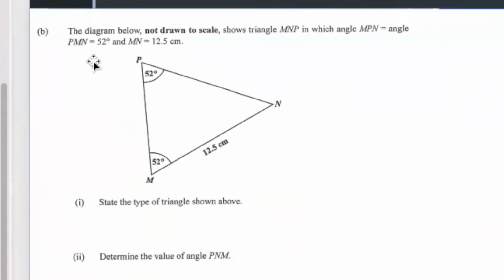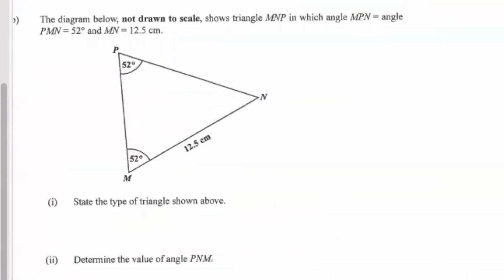Now the next question that we have here: the diagram below, not drawn to scale, shows the triangle MNP in which the angle MPN and the angle PMN equal 52 degrees. MN is 12.5 centimeters. Now the question is, what type of triangle is shown here? This is known as an isosceles triangle.